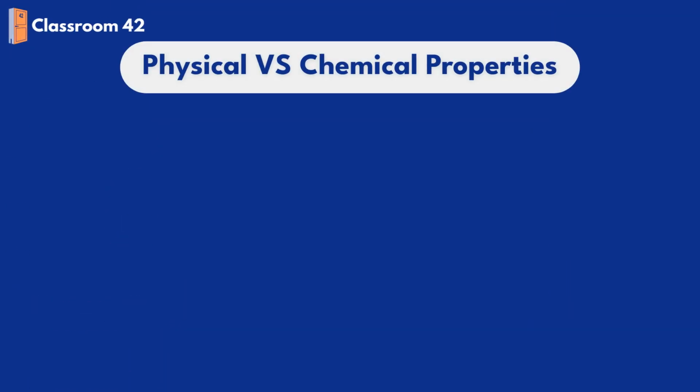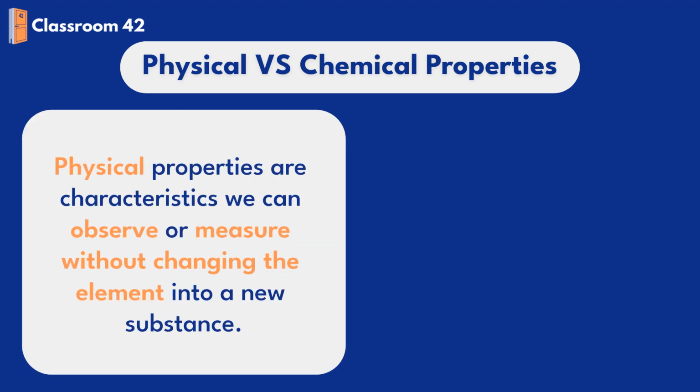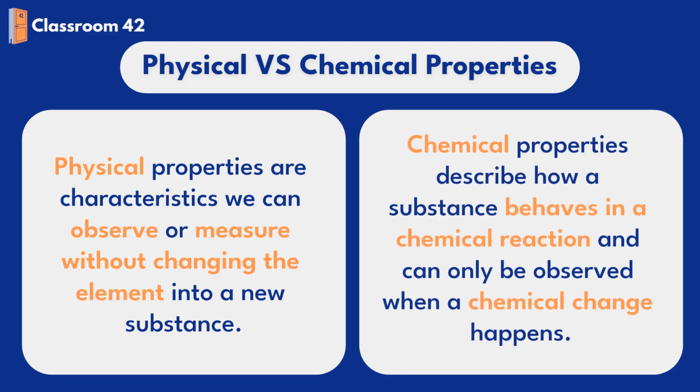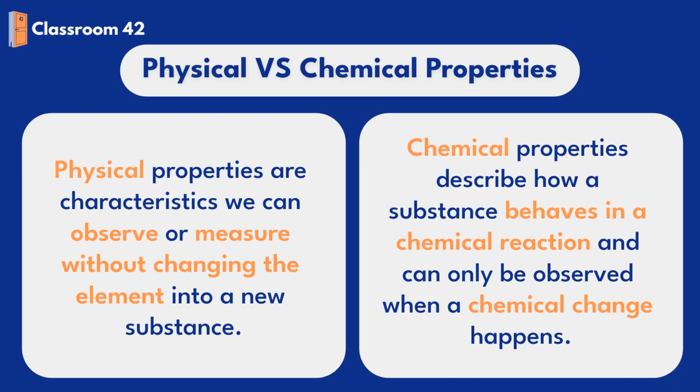Each element has its own set of properties, which can be divided into physical properties and chemical properties. Physical properties are characteristics we can observe or measure without changing the element into a new substance. On the other hand, chemical properties describe how a substance behaves in a chemical reaction and can only be observed when a chemical change happens.